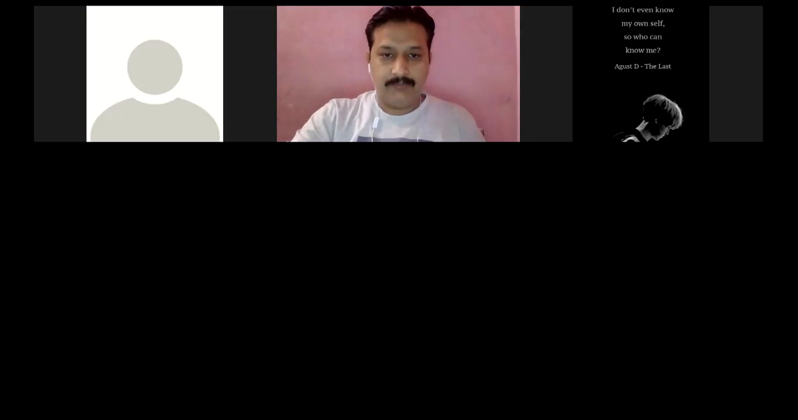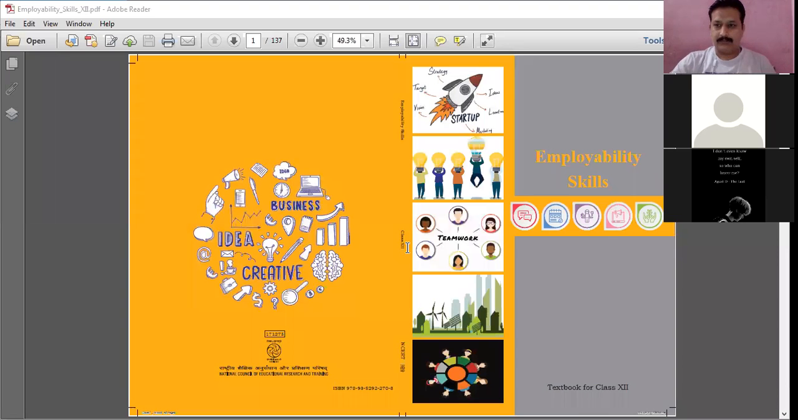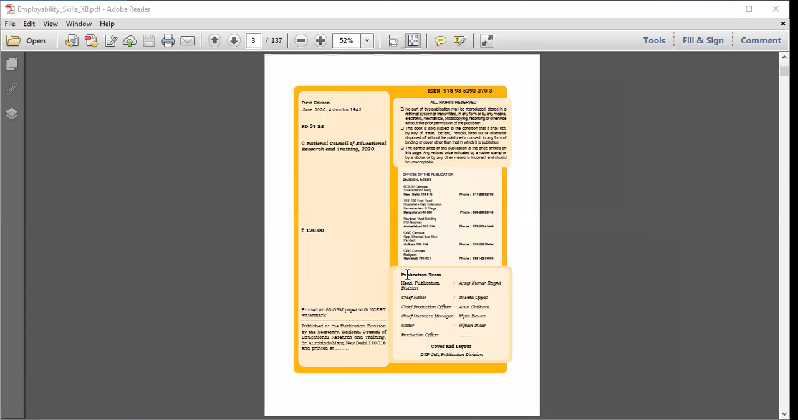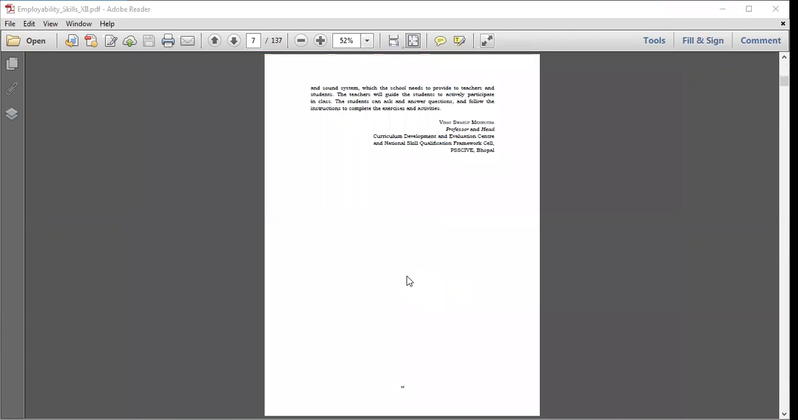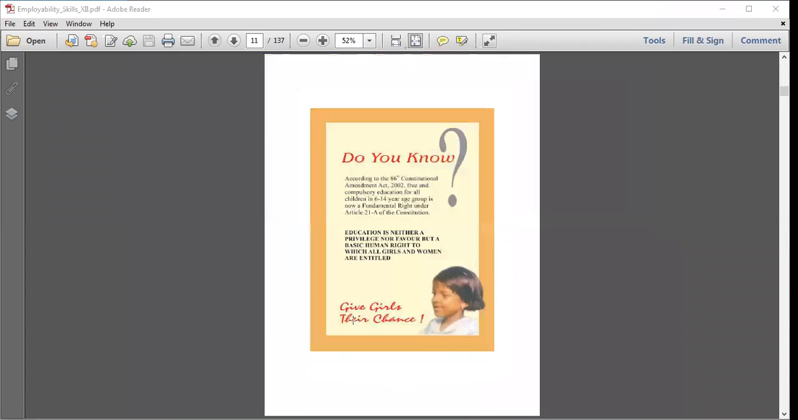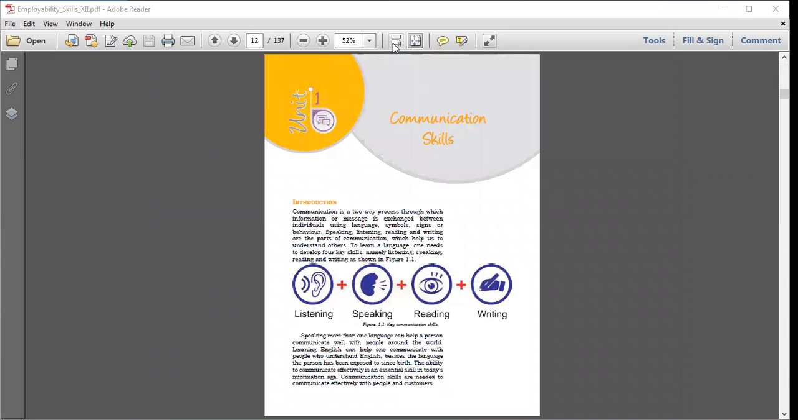Okay, so I'll share the book and I'll also share this book in the group today. This is a separate book. The book that we were using doesn't cover this part. So this is all about employability skills, and in this we have basically 5 units: communication skills, self-management, ICT skills, then entrepreneurships, and green skills. Right, the same units were there in 11th also. So let's start with the first one, communication skills.